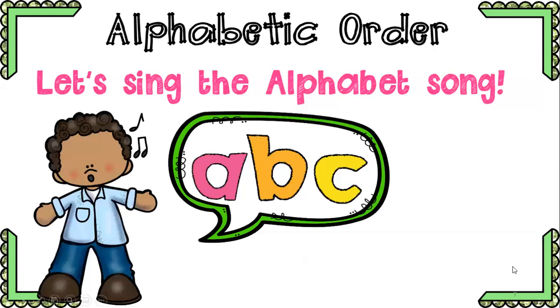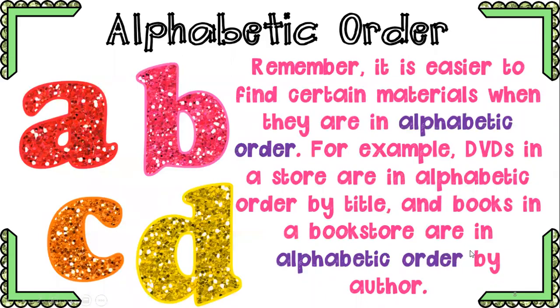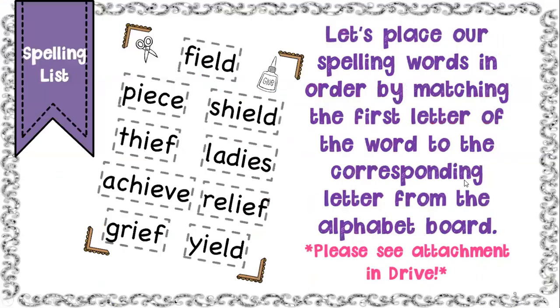Now, always remember, you can say that alphabet list in your head. You can sing it, you can write it, but you eventually want to get to the point where you can alphabetize words without writing it on your paper. Remember, it's easier to find certain materials when they're in alphabetical order, if you know the skill. DVDs in a store, books at a bookstore, words in a dictionary, all of those things come in ABC order. Okay, so let's look at some of these spelling words and let's place them in ABC order.